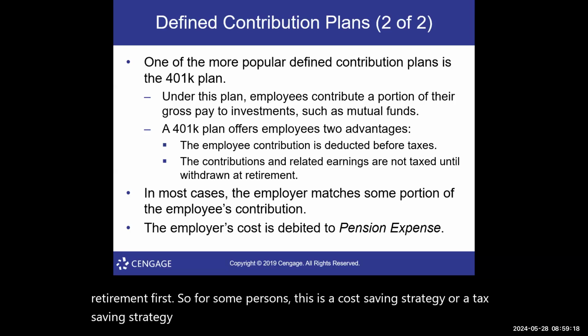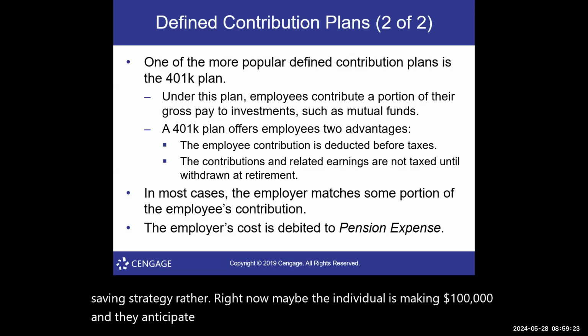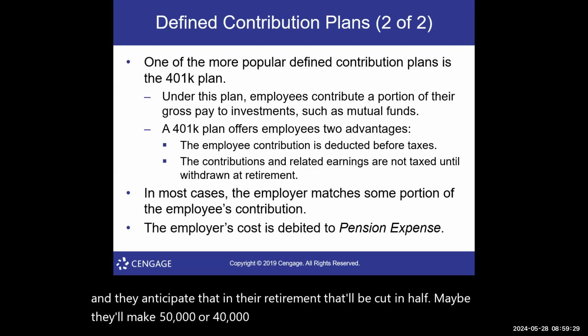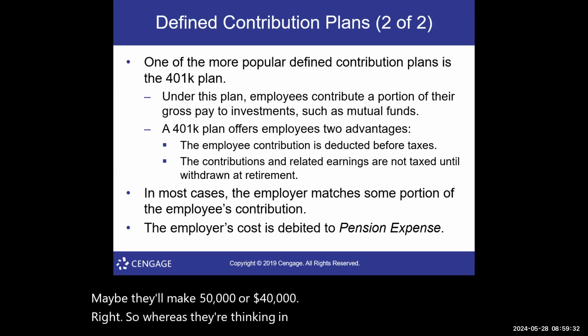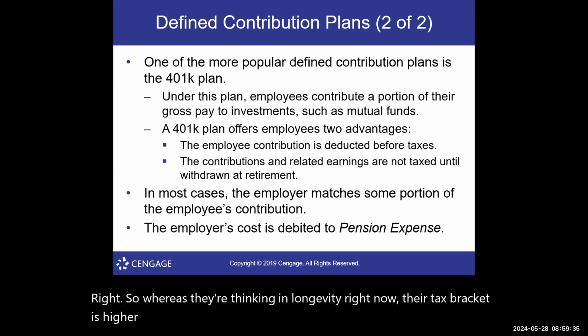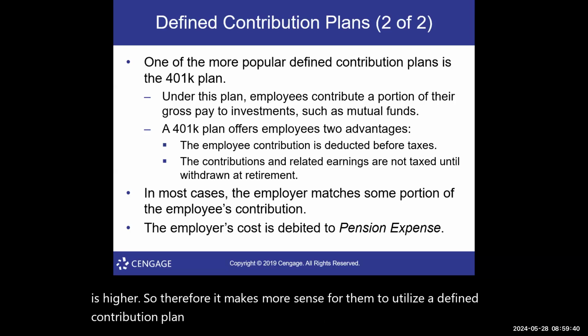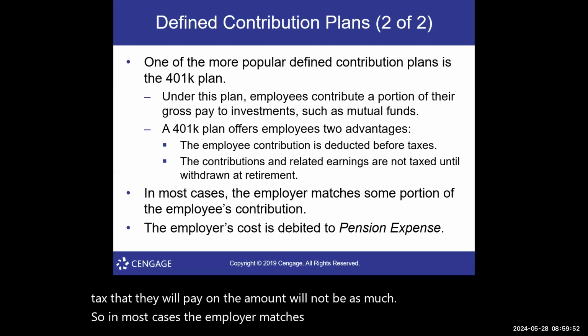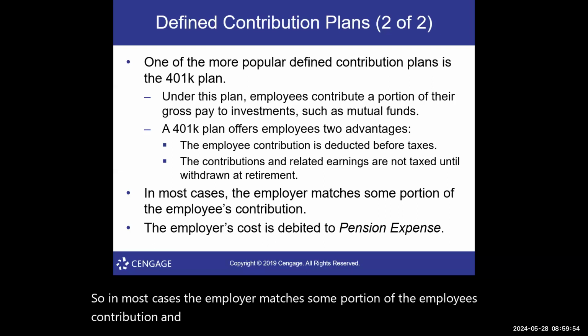Right now, maybe the individual is making $100,000 and they anticipate that in their retirement, that'll be cut in half. Maybe they'll make $50,000 or $40,000, right? So as they're thinking in longevity, right now their tax bracket is higher. Therefore, it makes more sense for them to utilize a defined contribution plan. That way, when they get to retirement, the amount of tax that they will pay will not be as much. In most cases, the employer matches some portion of the employee's contribution, and the employer's cost is debited to pension expense.